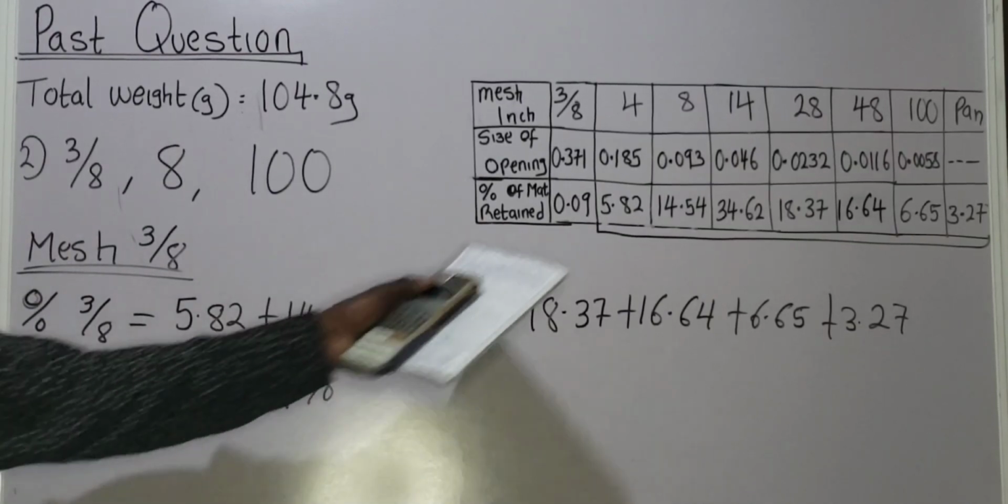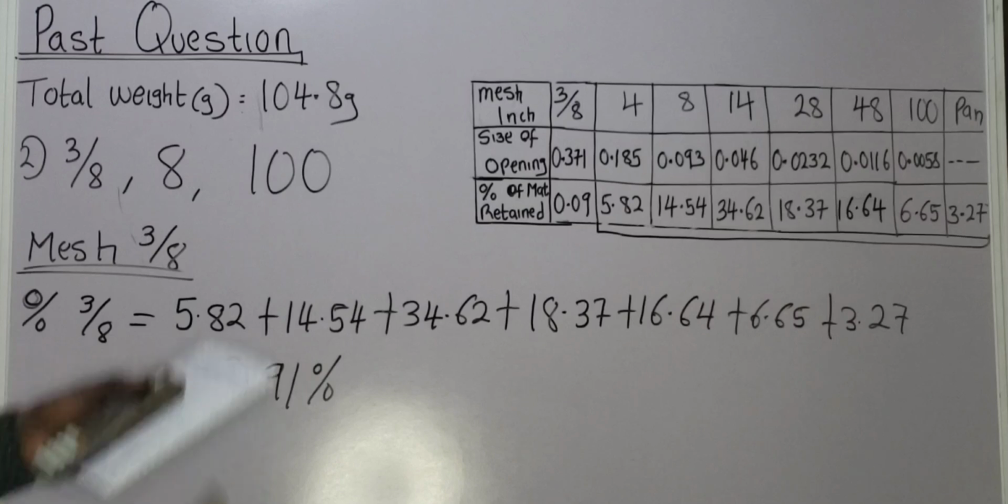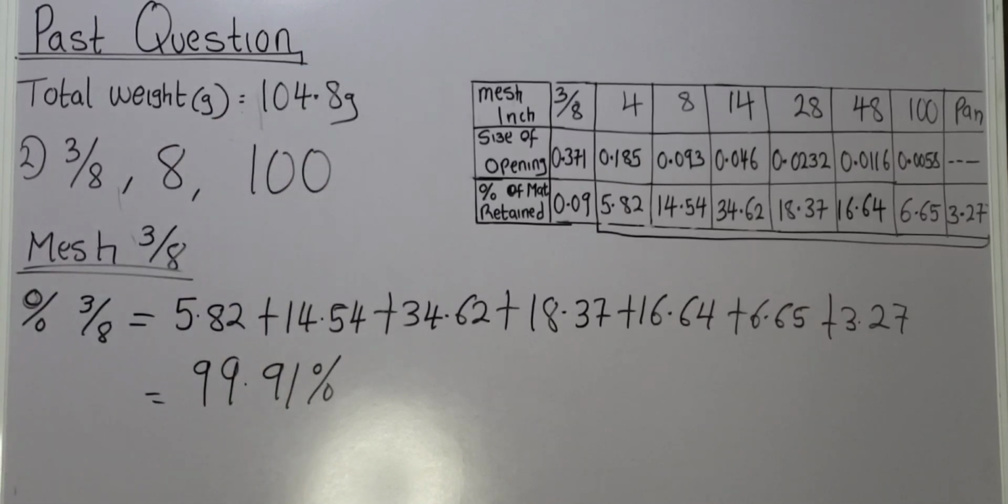Please always add your units, okay? Because we are dealing with percentage. We have already expressed the fraction of the materials in percentage, so it is very, very important that you add your units. So that is the percentage of material that pass through mesh 3/8. Now let's proceed to the second mesh, which is mesh 8. I want you to pause this video, attempt that of mesh 8, then play the video to confirm your answer.